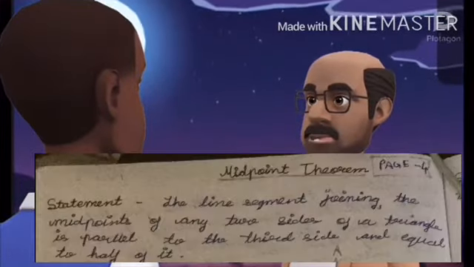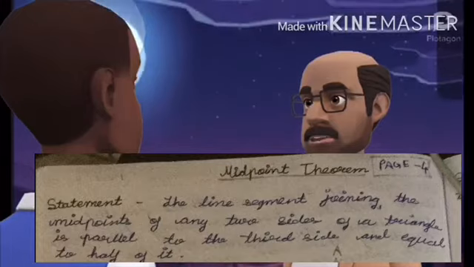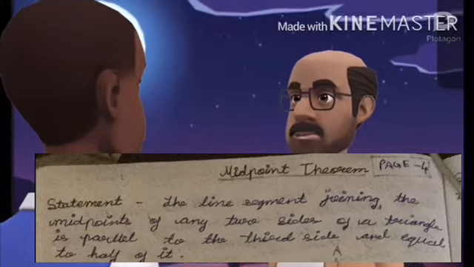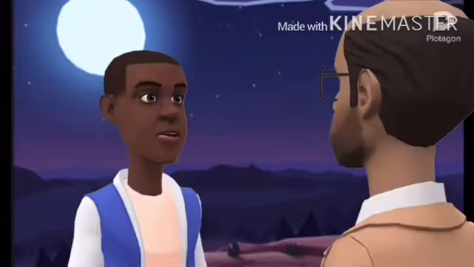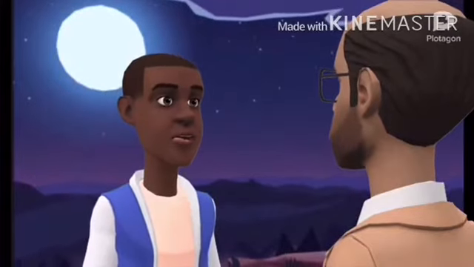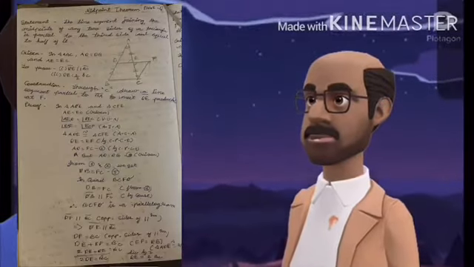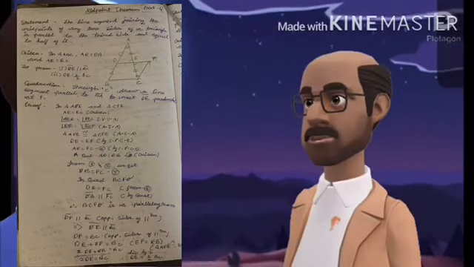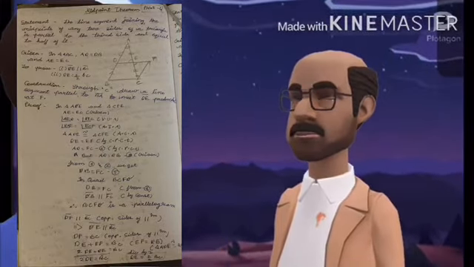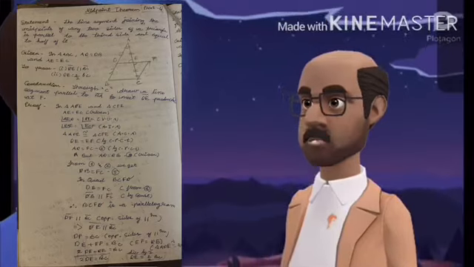The line segment joining the midpoint of any two sides of a triangle is parallel to the third side and equal to half of it. What's the proof? I don't believe it unless you prove it. Okay, I'll prove it. Here, we are required to prove that DE is parallel to BC and DE is equal to half of BC.